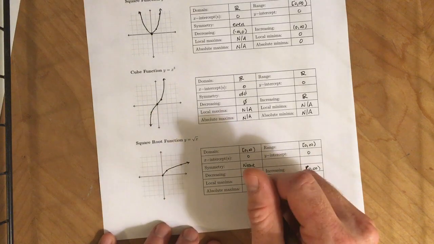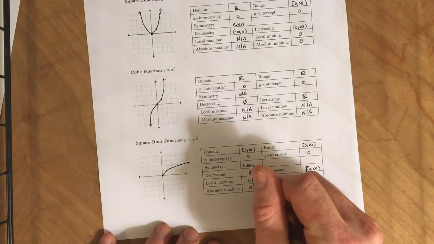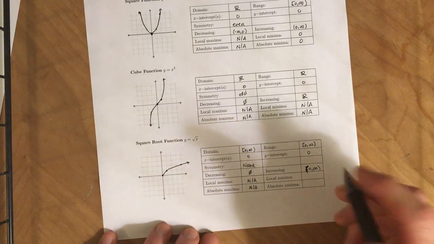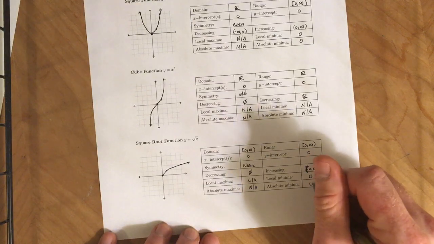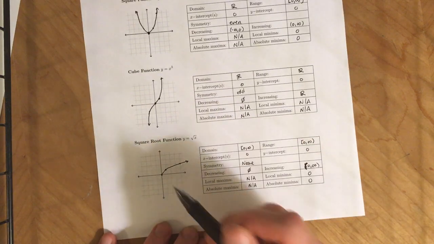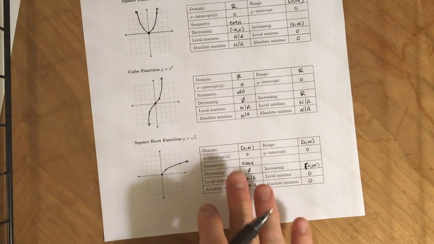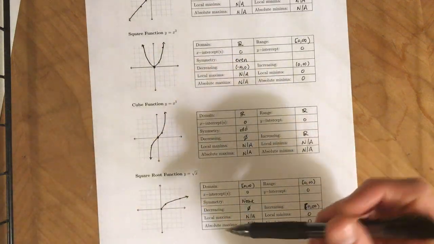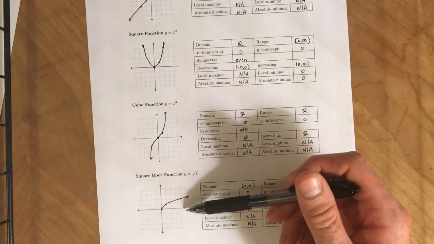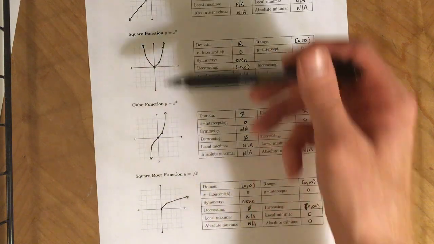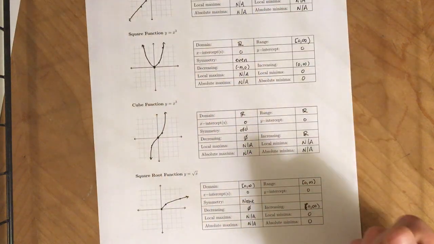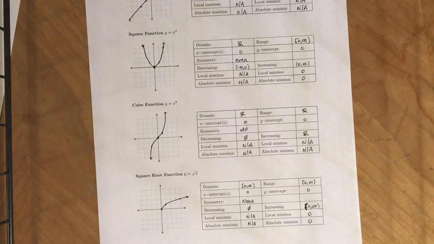Local maxima does not have one, which means there's no absolute. Local minima, we have one at 0, which means that's the absolute. So that's the lowest possible value right over here. Notice that there's somewhat of a relationship between the way this graph and this graph look. And we'll talk about that more when we get into exponentials and logarithms.